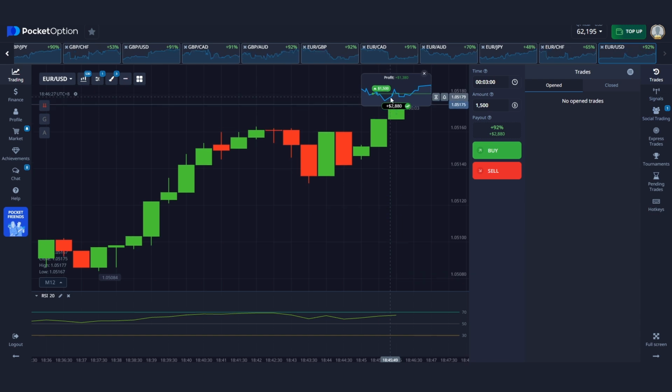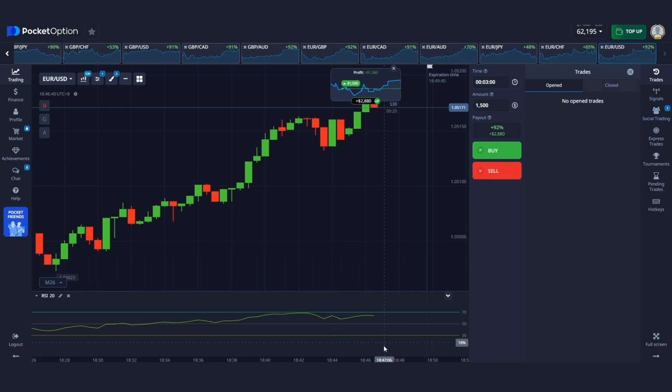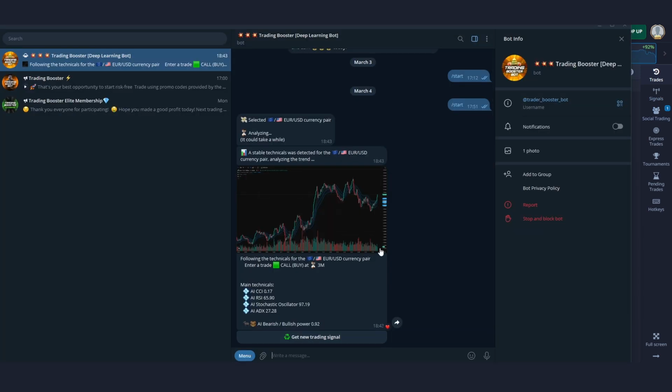As you can see, this strategy is really very safe and works very well. You just need to choose a good currency pair and open a trade for 3 minutes. And the most important thing is that these are very safe trades. And by the way, according to the statistics, the booster bot works best on 3-minute trades.